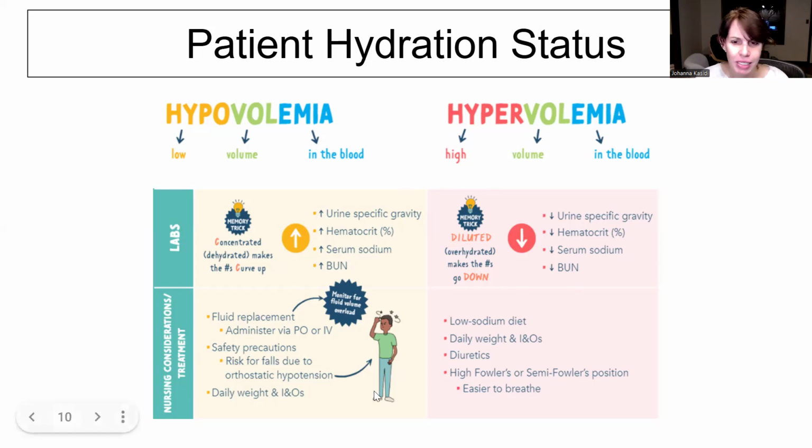And then daily weights and I&Os, those are both for hypovolemia. Now for hypervolemia, I'm going to give a low sodium diet because I don't want them to bring more salt into their body, because they already are retaining fluid. We might give diuretics to get rid of some of those fluids.